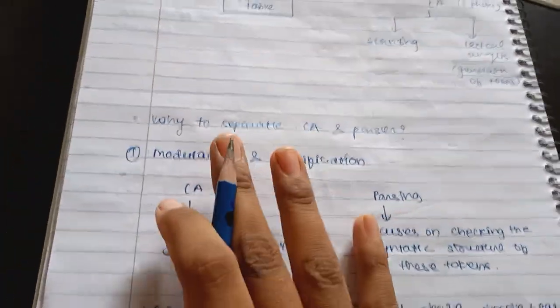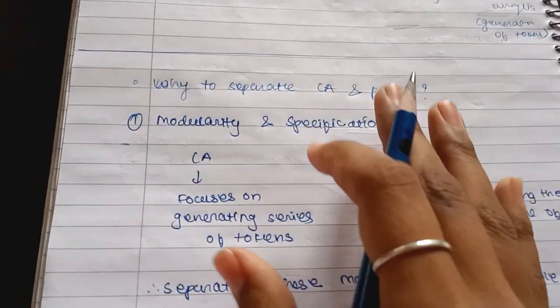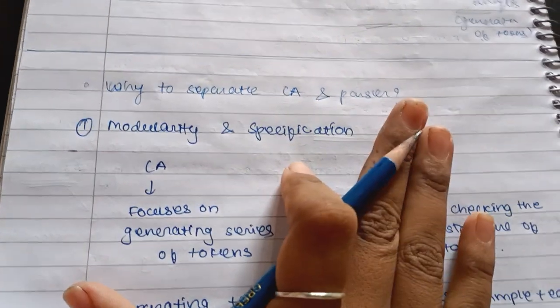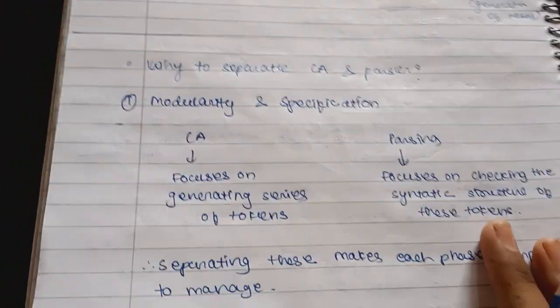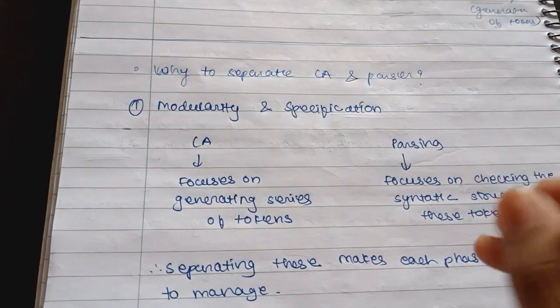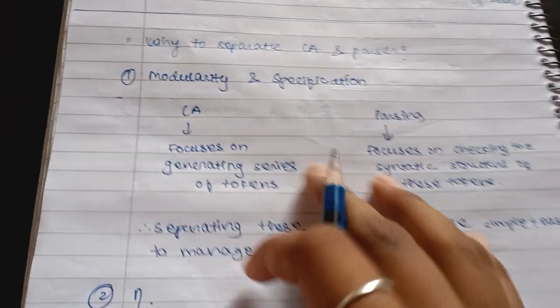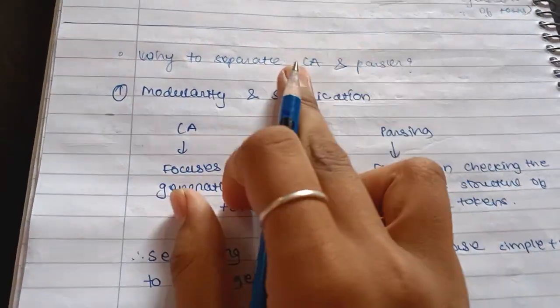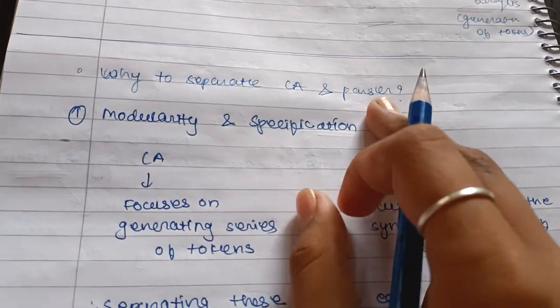Now let's see why we have separated the lexical analyzer and parser. This question is not very frequently asked, but it was asked once or twice as a 3 marks or 4 marks question. So let's take a quick overview of why we need to separate these phases. We already know that the lexical analyzer produces the tokens and the parser uses these tokens.